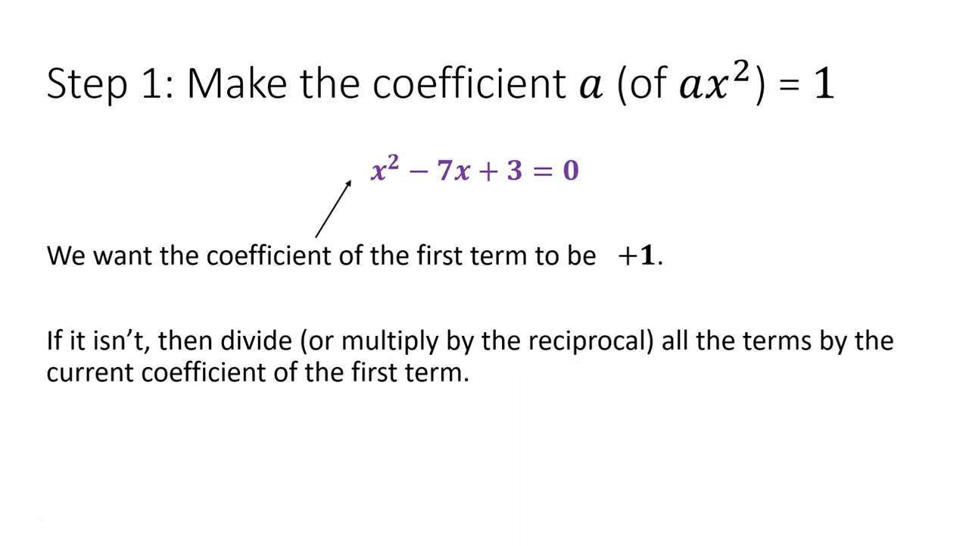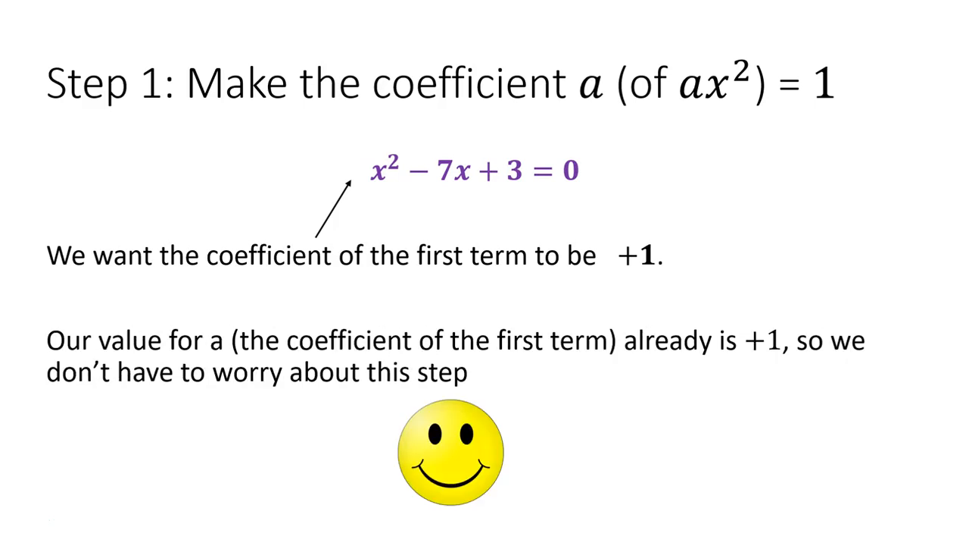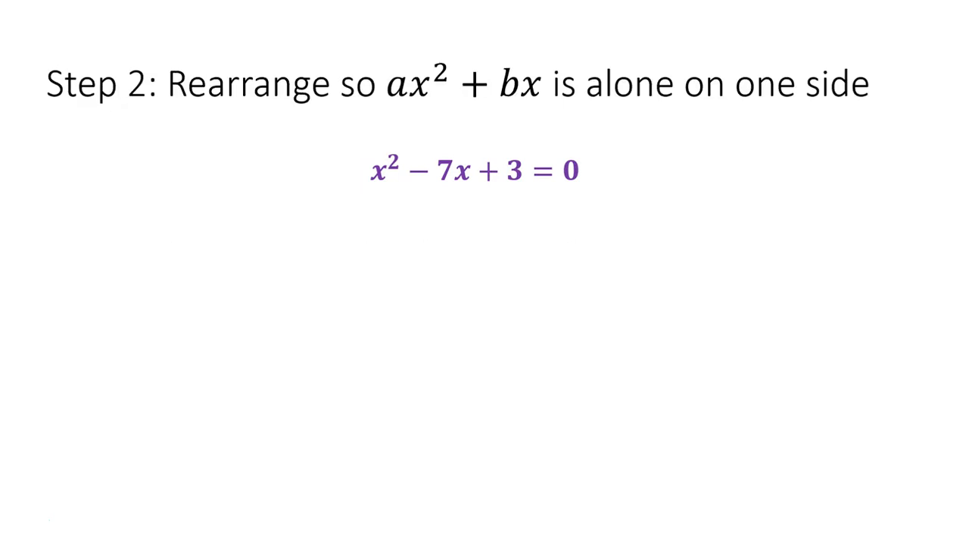Step 1, make sure the coefficient in front of x squared, the a value, is positive 1. If it isn't, we have to divide everything by whatever that coefficient is to force it to be positive 1. Well, we're in great shape here. It already is positive 1. We can move on to step 2.